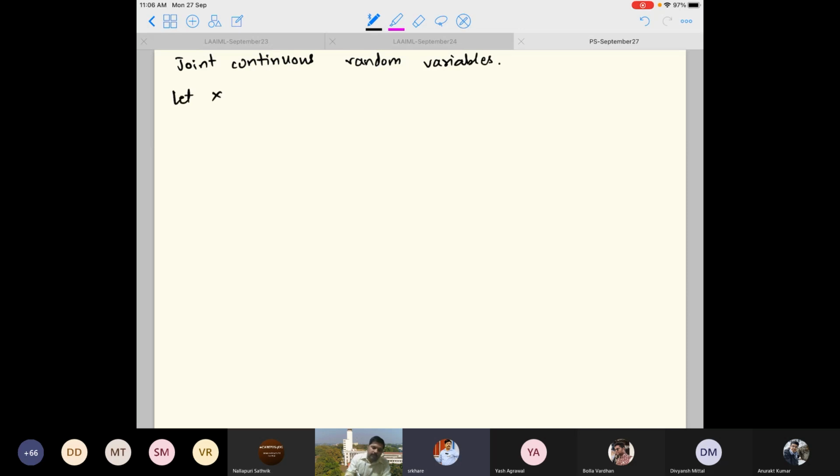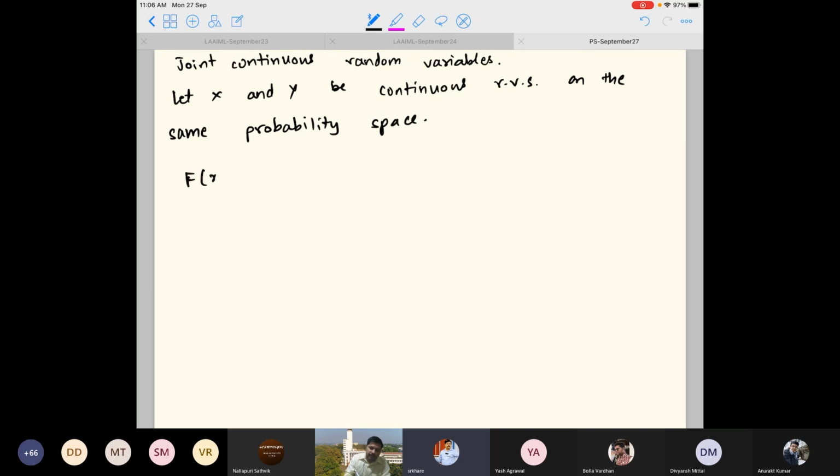So let x and y be continuous random variables on the same probability space. Okay. So this capital F of x,y, which is the joint CDF basically, is defined as probability x less than or equal to x and y less than or equal to y.